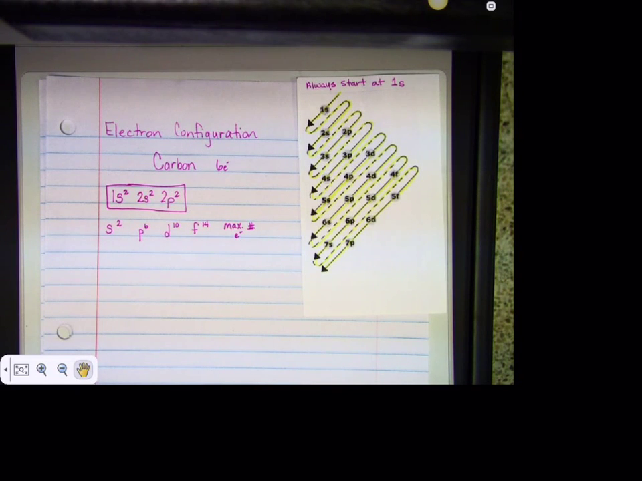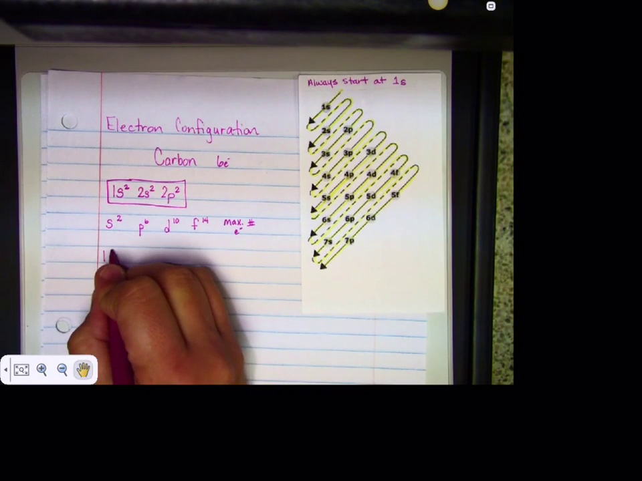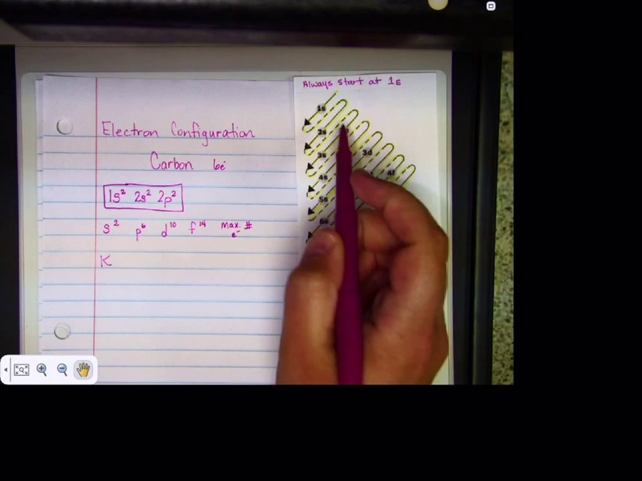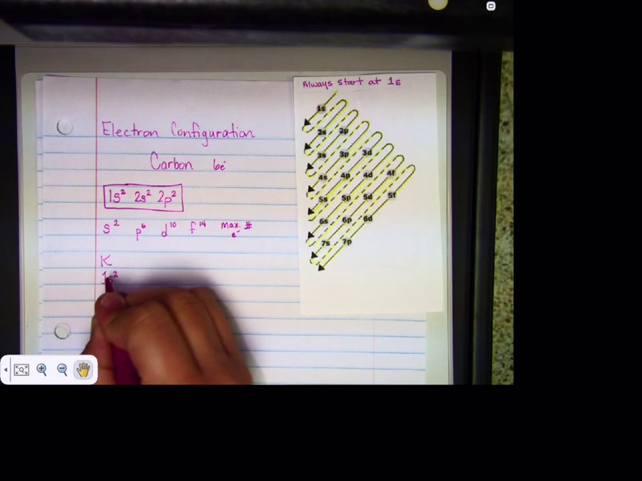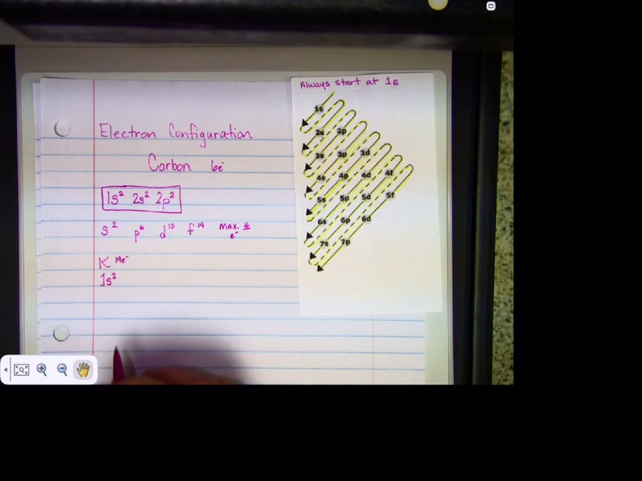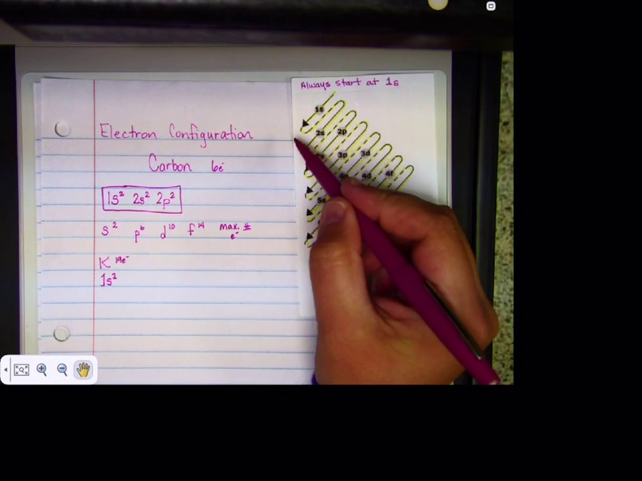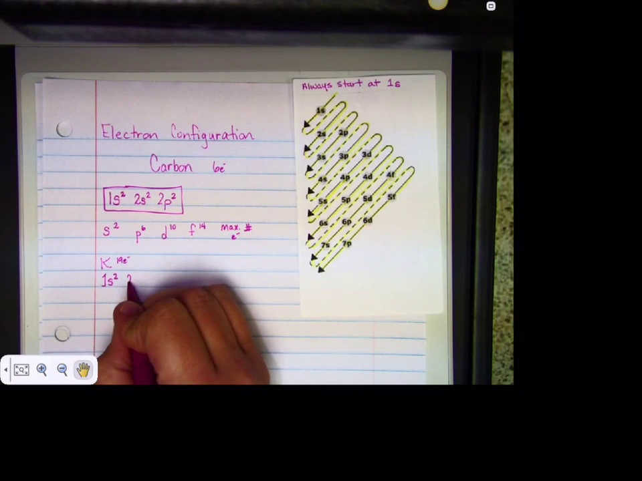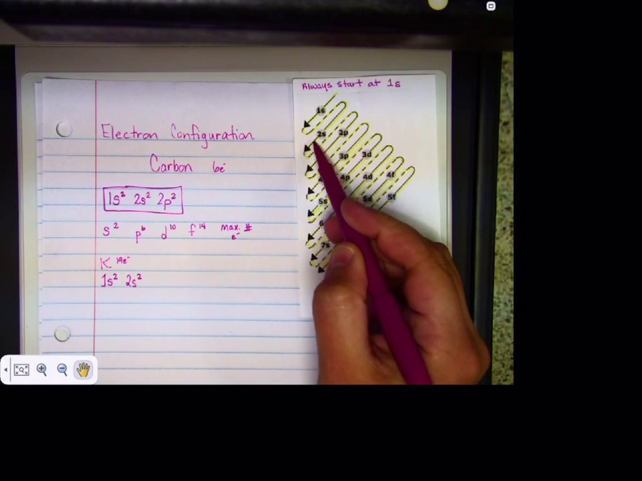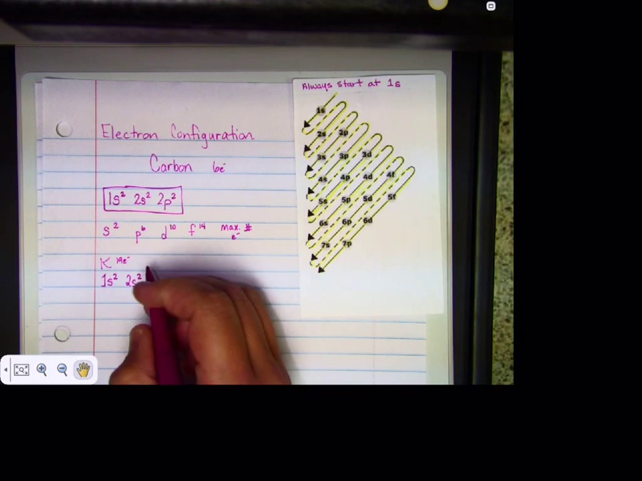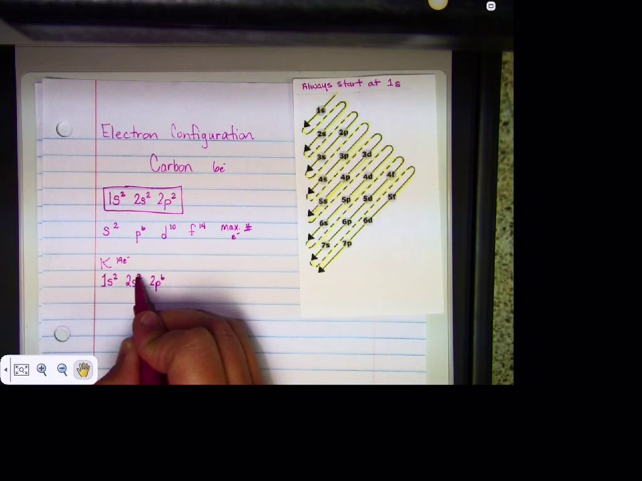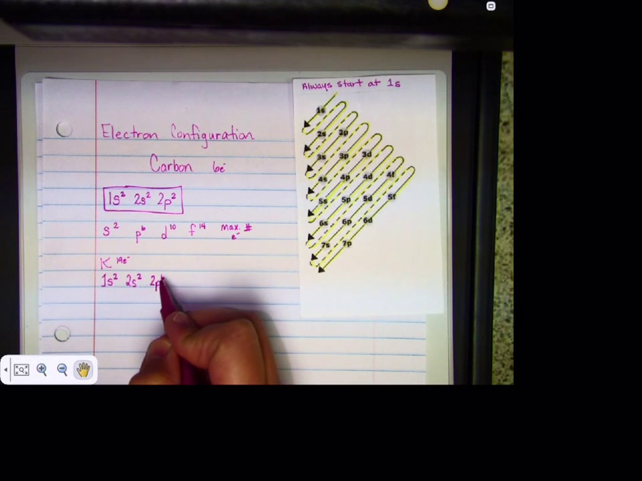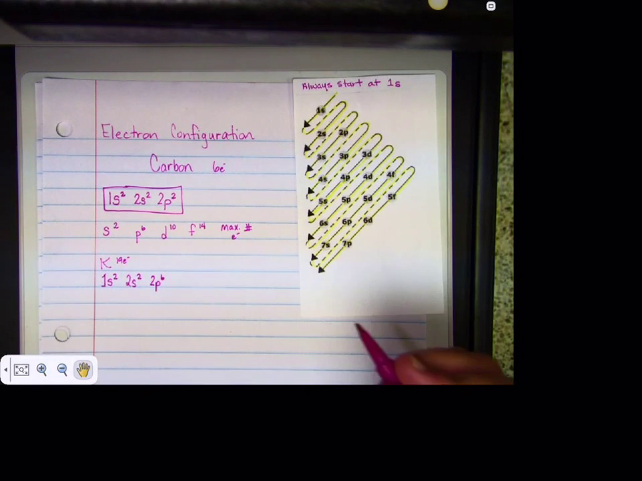Okay, so let's do potassium. So potassium, again, we're starting at 1s, it needs 2 electrons. It needs a total of 19 electrons. And I'm going to follow my chart to 2s. And S max is 2. So that's filled. So now I can move on to 2p. And p can hold 6. So now I'm up to 2 plus 2 plus 6. So that's a total of 10 electrons. I'm trying to get 19, so I need 9 more.